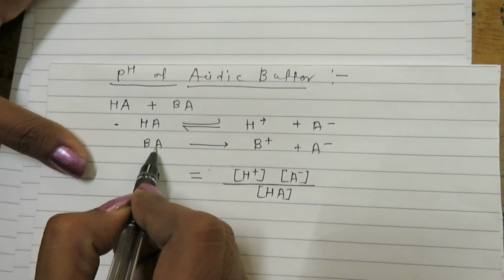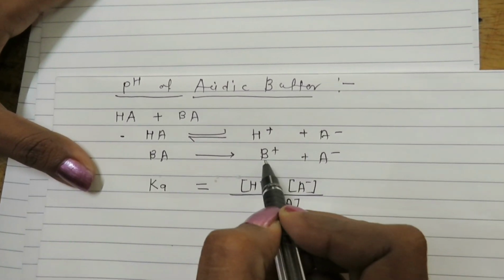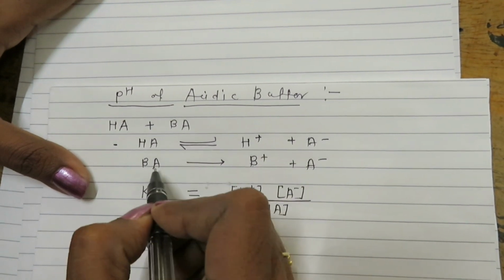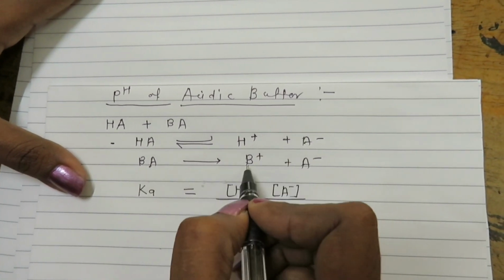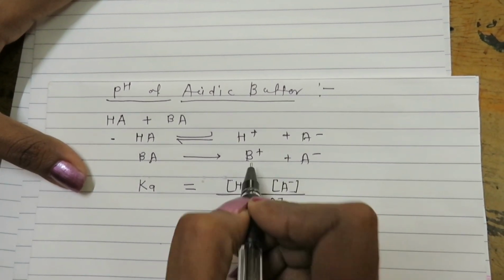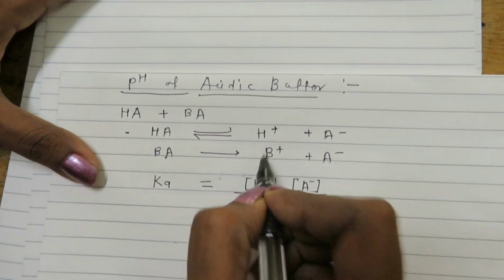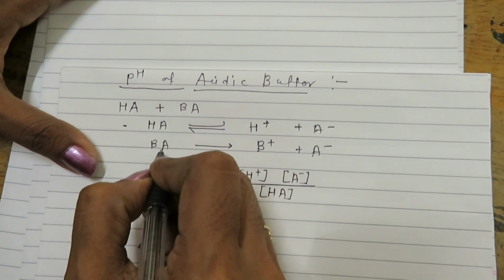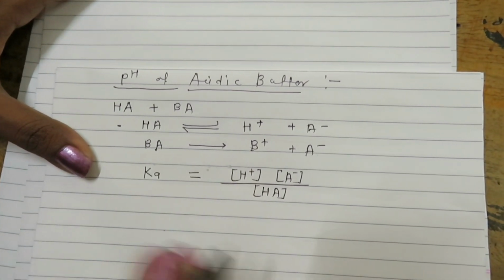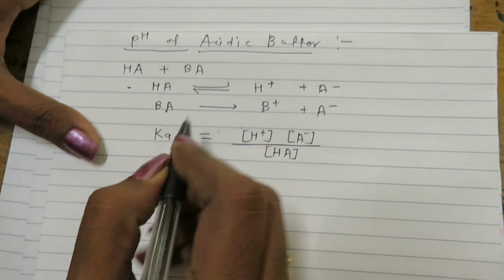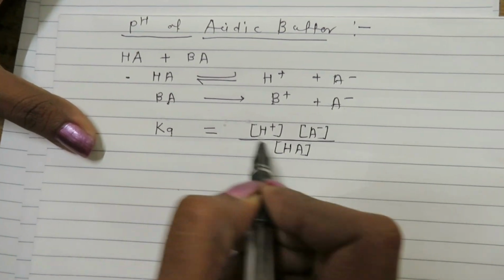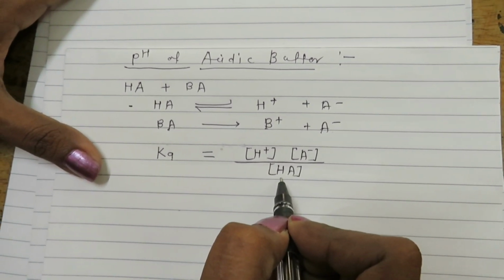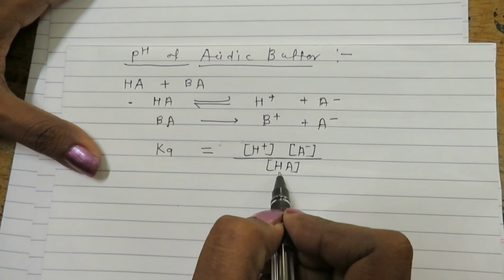Being a salt, BA dissociates completely into B plus and A minus, and therefore the concentration of BA is exactly equal to the concentration of each of its ions. So the concentration of B plus ion is equal to the concentration of A minus ion, and both of them show concentration equal to the original salt. So by applying the law of mass action, you will get the equation K is equal to the concentration of H plus into the concentration of A minus divided by the concentration of acid, which is HA.